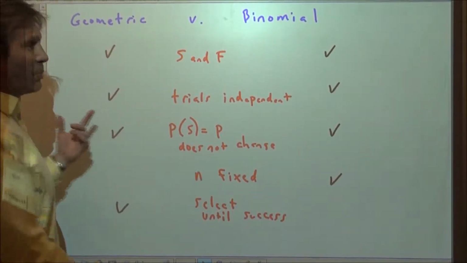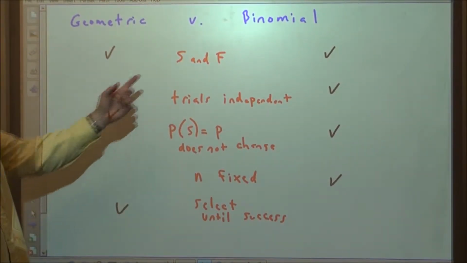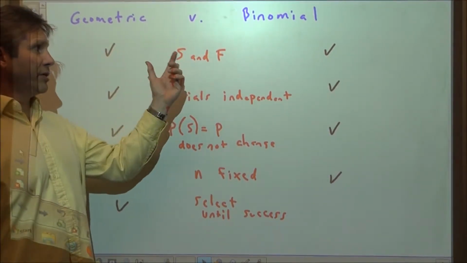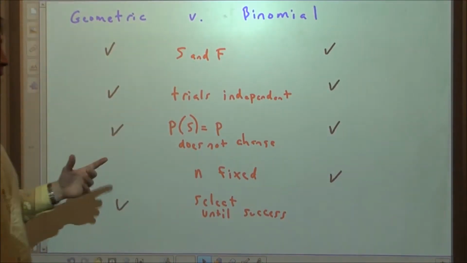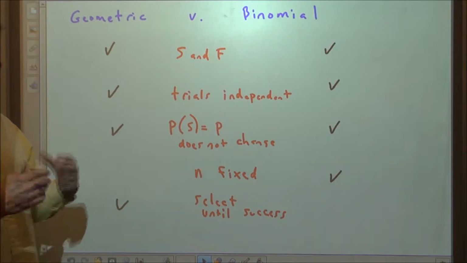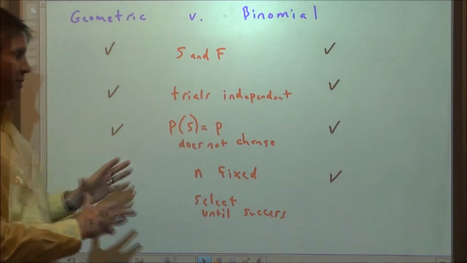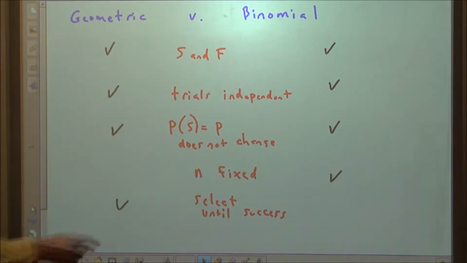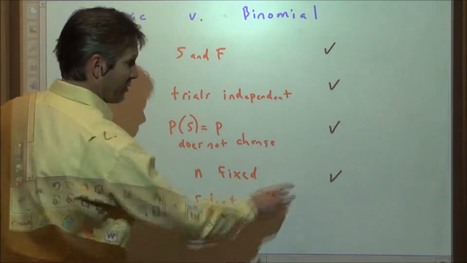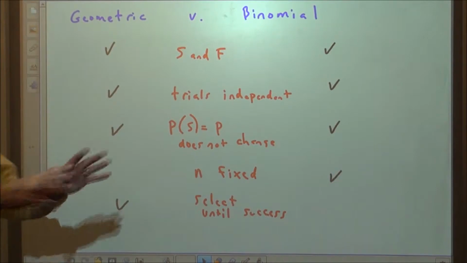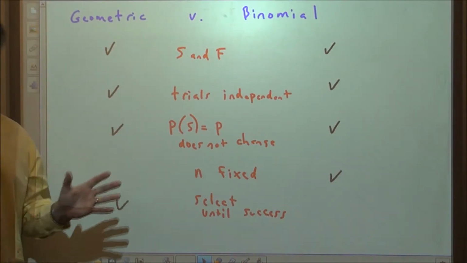Geometric probabilities, let's compare these to binomial. Both have to categorize into success and failure. Both have to have the trials independent of each other, which makes sure that the probability of success will not change. Now with binomial, the number of trials is fixed. You're going to have 8 people selected, what's the probability of getting 5 successes.